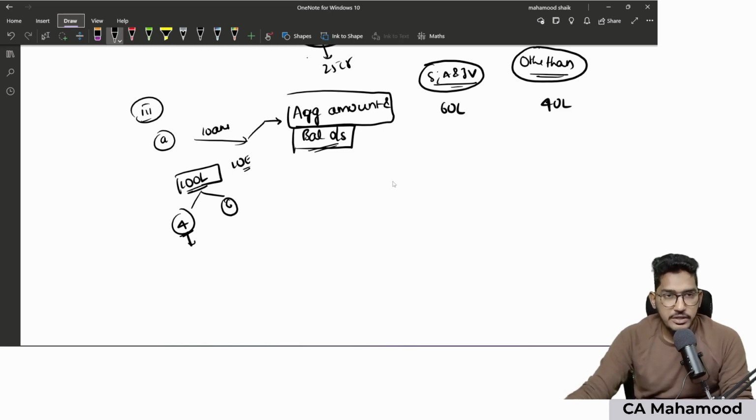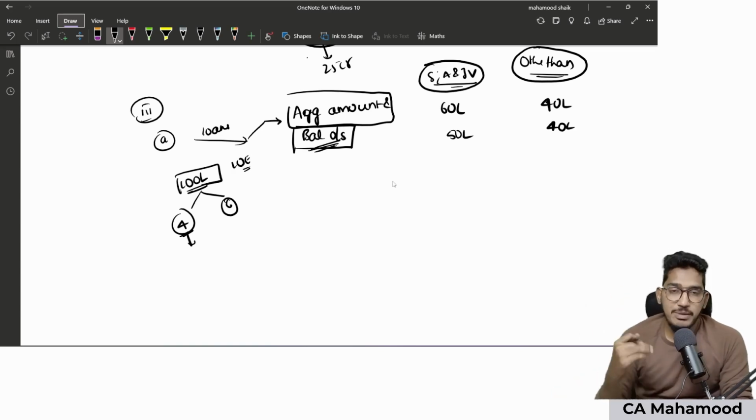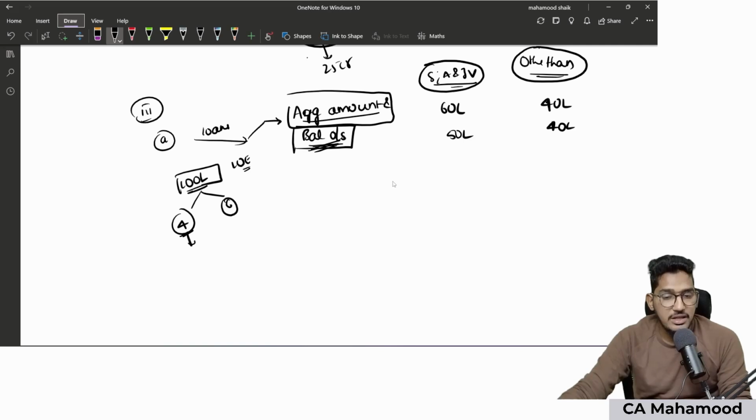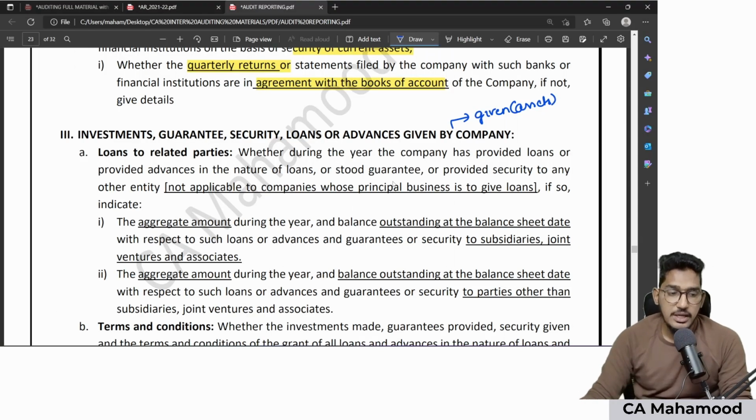Not just that, what is the balance outstanding as on the balance sheet date? They have given loan during the year, but there would also have been some repayments. I need to even report what is the balance outstanding at the end of the balance sheet date from subsidiary, associate, joint venture. Assume it is 50 lakh rupees. And what is the balance outstanding for other than subsidiary, associates, joint venture? Assume it remained the same, 40 lakh rupees. So like that, in case my client has given loans to any of the related parties, I need to divide the aggregate amount of loan given and balance outstanding for subsidiary, associate, joint ventures separately and other than subsidiaries, associates, joint ventures separately. Clear?